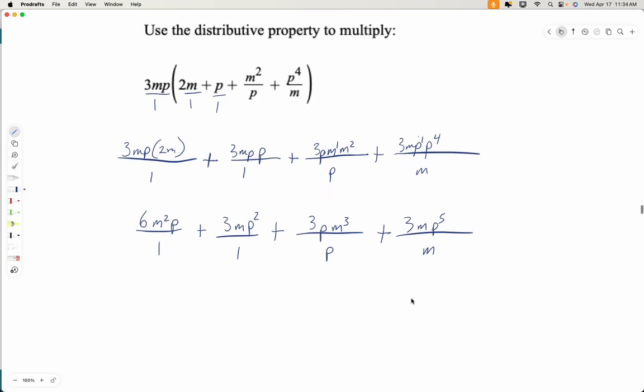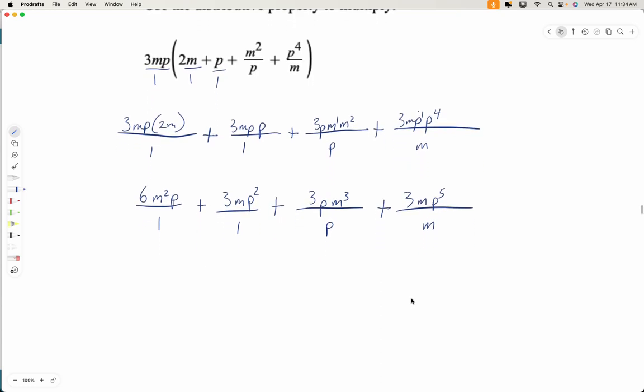Now let's see if we can simplify anything else. So if I look very closely, this is over 1. So this just becomes 6m squared p plus, this is over 1. So it's just 3mp squared. Now this is 3p m cubed over p. The p's can be factored out and reduced. And then this just becomes a 1 under the bottom. So this is 3m cubed.